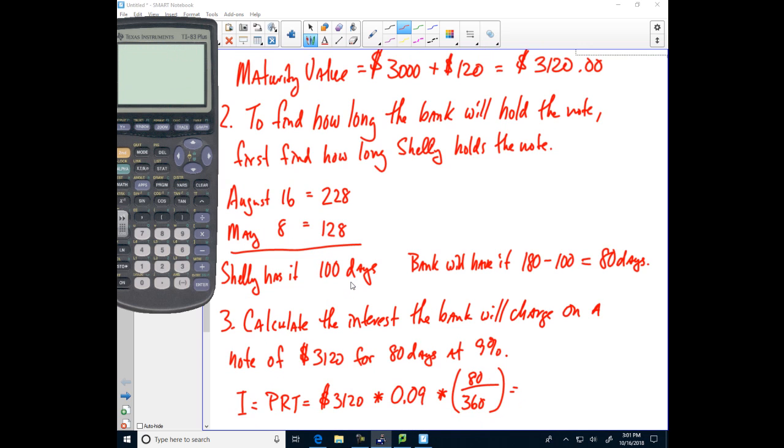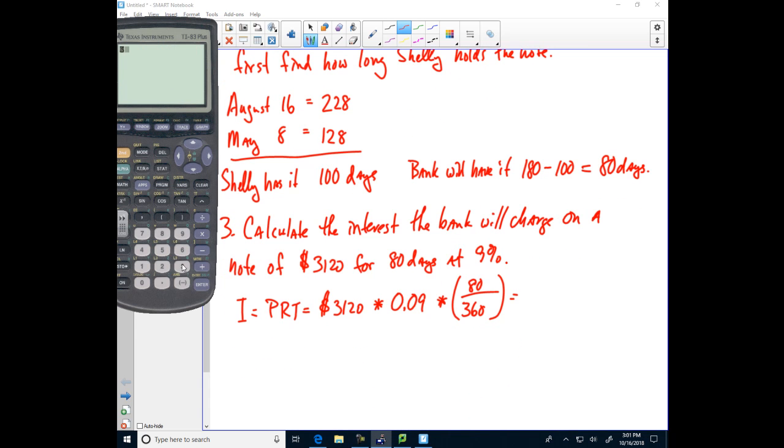Clear. So here we're going to have 3120 times 0.09 times the quantity 80 divided by 360. Close the parentheses, press enter.